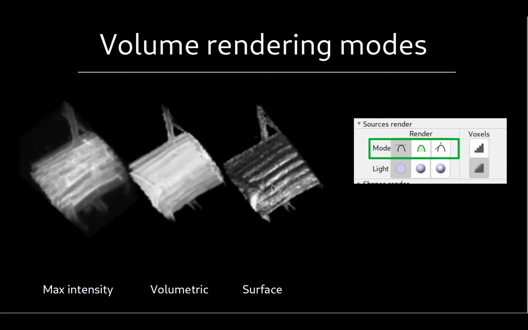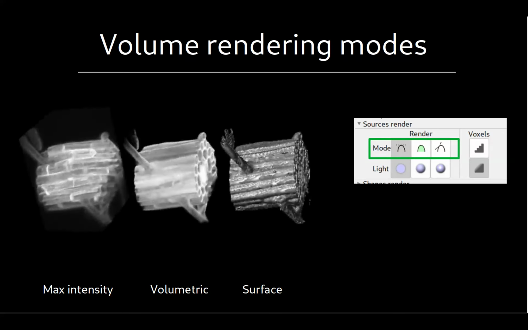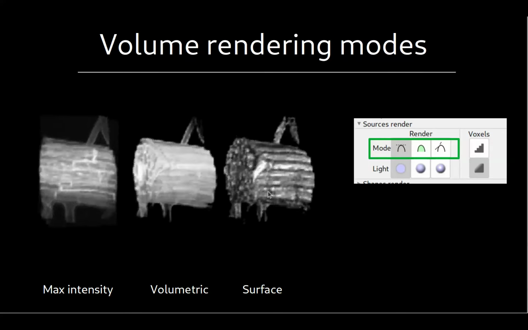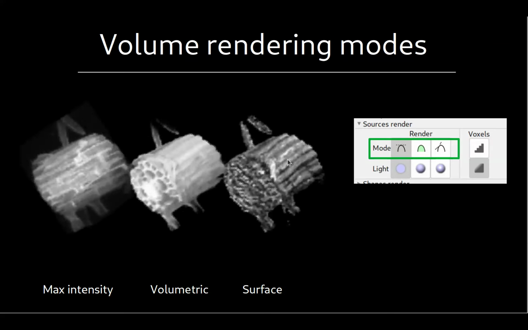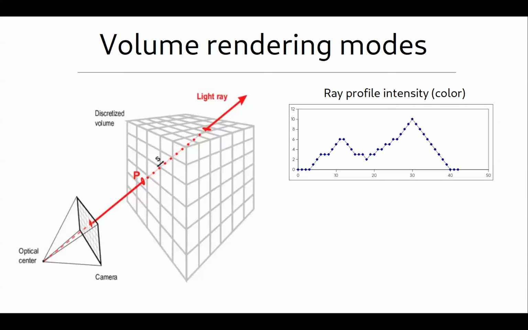First thing, visually you already see that maximum intensity allows you to see through it. Volumetric looks a little bit like it's opaque, and surface looks like it's thresholded, which basically is true.